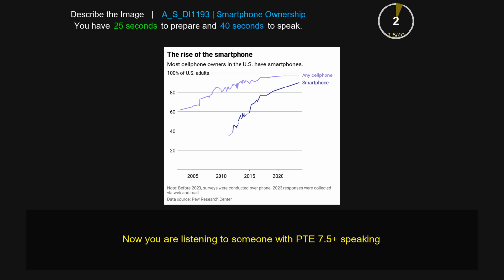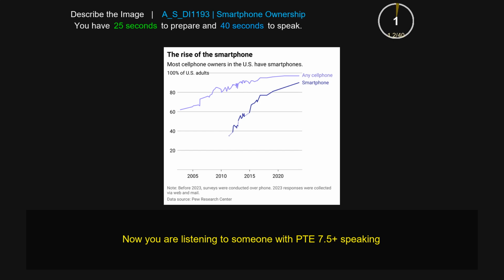This chart gives the information about the rise of the smartphone. It's showing the most cell phone owners in the US have a smartphone. The vertical axis shows the percentage of the US adults, and the horizontal axis shows the years from 2005 to 2023. The highest number for any cell phones is around 100%, and the lowest number was 60%. The lowest number for a smartphone was around.